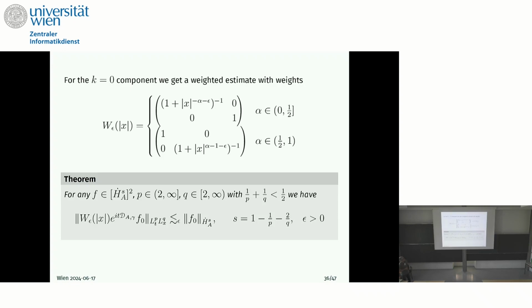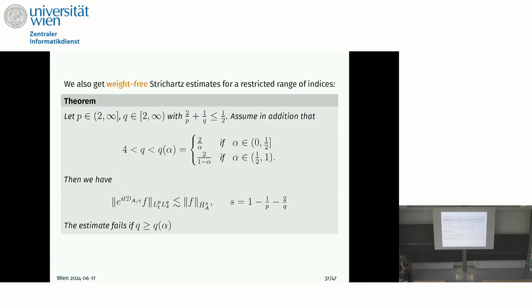So for the singular component, kappa equals 0, again, we get weighted Strichartz estimates. This is the precise statement, and the weight is like this. I think it's not necessary to dwell on the details of this estimate because it's just a standard Strichartz estimate with some weight effective near 0. And for a restricted range of indices, we can get a standard Strichartz estimate without weights. We are still working on this because probably this restriction can be removed.